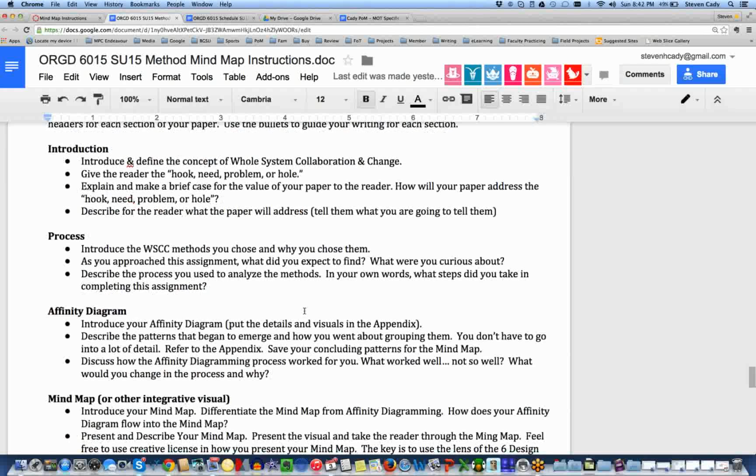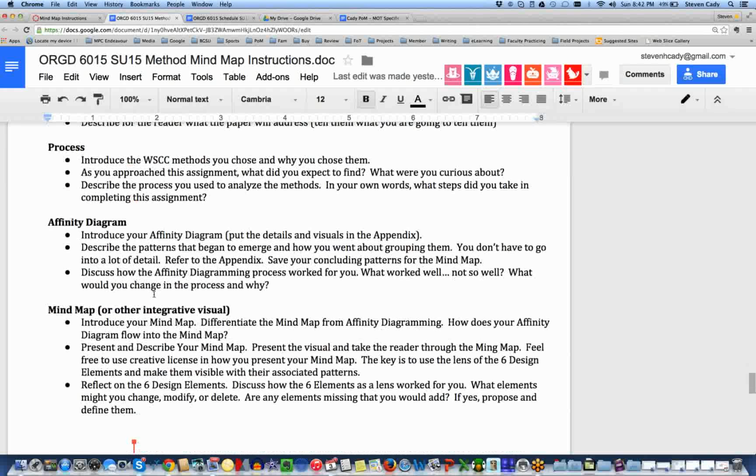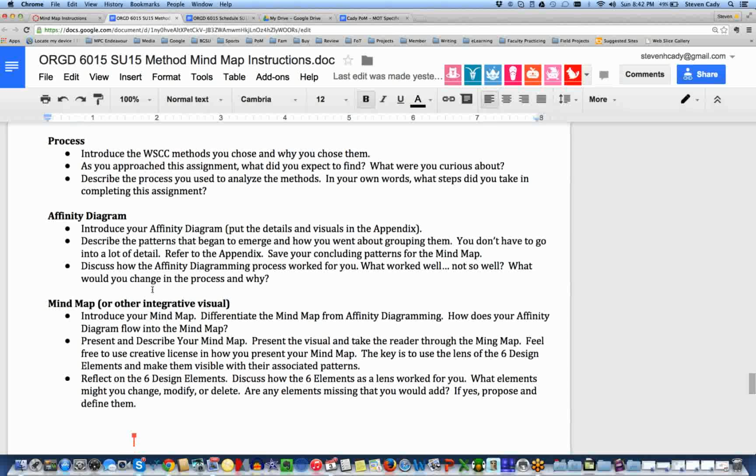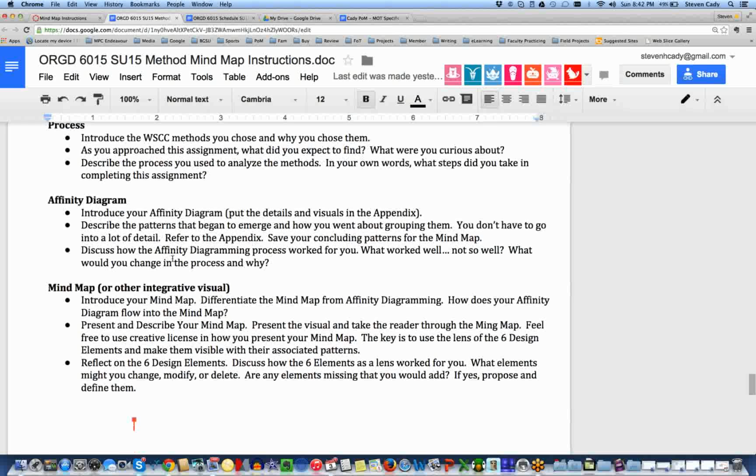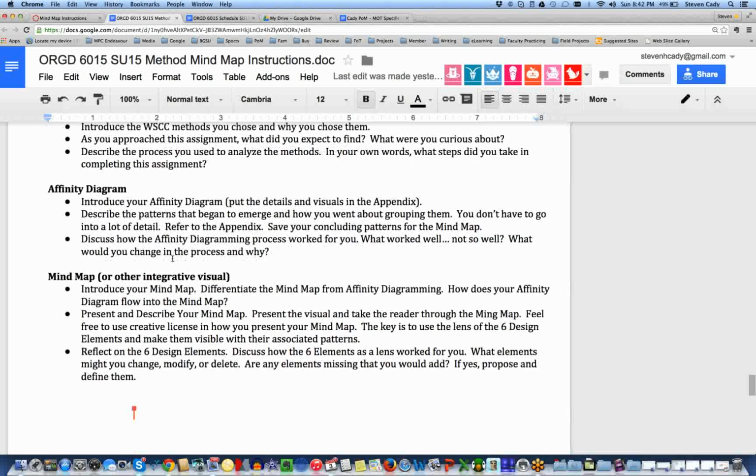The affinity diagram. Here you can introduce where you are, and it might be, again, a paragraph or two with the visual. So here you describe the patterns that you are beginning to see emerge, and you might even describe a little bit about how it's working for you. You can start, again, to touch on these issues where you are now with some quick thoughts.